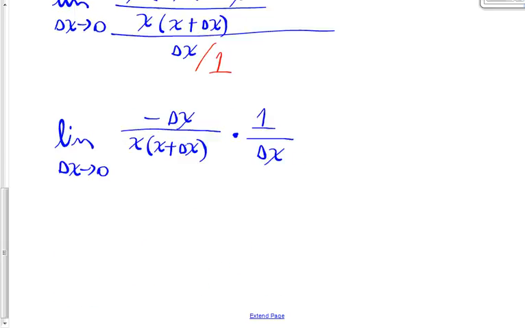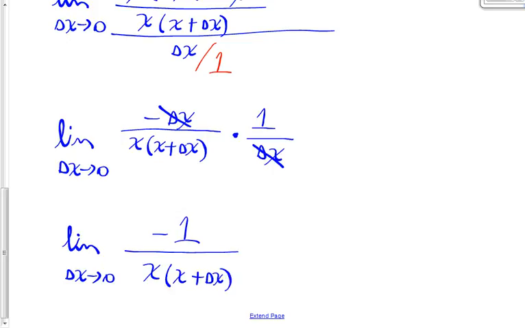Well, some things happen here. I see here that I have a delta x up here and a delta x down here that just cancel each other out. So I'm calculating the limit as delta x approaches 0 of, this is negative 1 divided by x times x plus delta x. And now I can do direct substitution again. When I plug in 0 for delta x here, I get that this limit is equal to negative 1 over x times x, or x squared. So that would be the slope of a tangent line to the function at any x value.